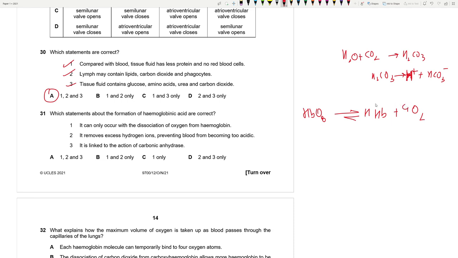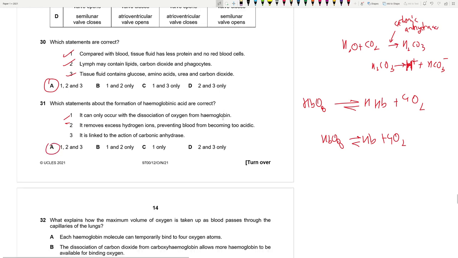So it occurs after dissociation of HbO8, right? It first breaks down to form hemoglobin and oxygen, and then hemoglobin combines with H+. Okay, so one is correct. It removes excess hydrogen ions, preventing blood, right? It acts as a buffer. It has a buffering action. It is linked to the action of carbonic anhydrase. Yes, carbonic anhydrase actually catalyzes this reaction that I was telling you guys about at the beginning. Okay, so 31 is A, all are correct.